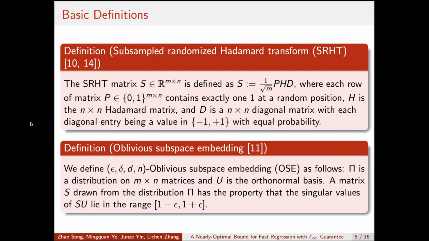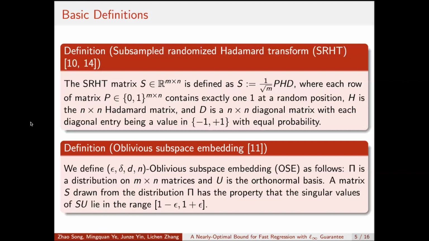In this section, we present two basic definitions. The first one is the subsampled randomized Hadamard transform. The SRHT matrix S is defined as S equals 1 over the square root of M times P times H times D, where M is the number of rows of the matrix S. P, H, and D are three matrices. The matrix P satisfies that each row of it contains exactly one 1 at a random position. H is the n by n Hadamard matrix, and D is the n by n diagonal matrix, with each diagonal entry being either -1 or +1 with equal probability.